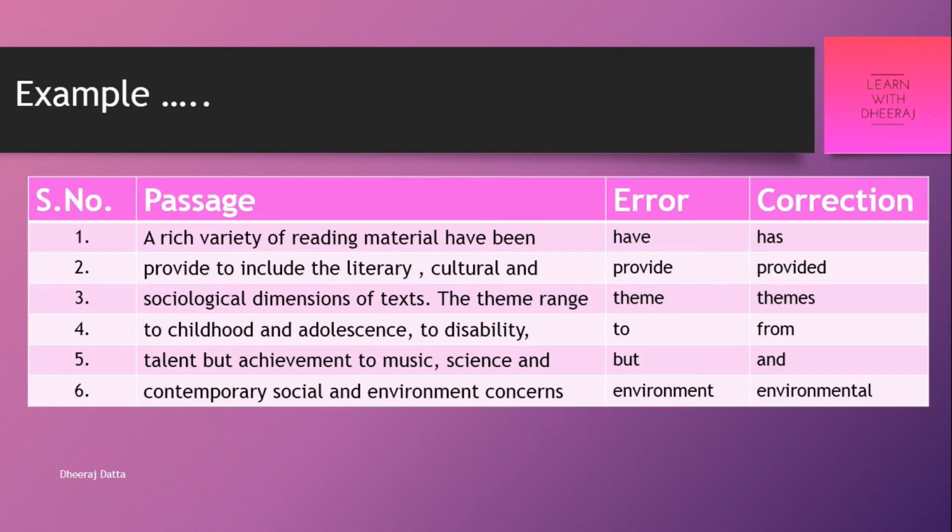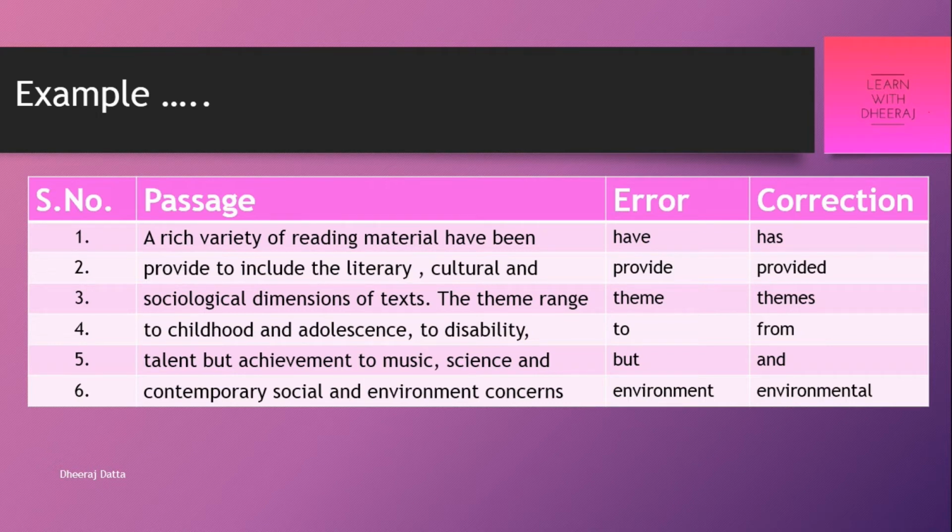So let me explain editing exercises with the help of a passage which I have here for you on the screen. There are 6 sentences here and every sentence has an error. When we are doing editing, along with the incorrect sentences, we will be given 2 more columns. One column says error and the second column says correction. That means we need to find the incorrect word in every sentence and write it in the error column, and then write the correct word as a correction in the second column.